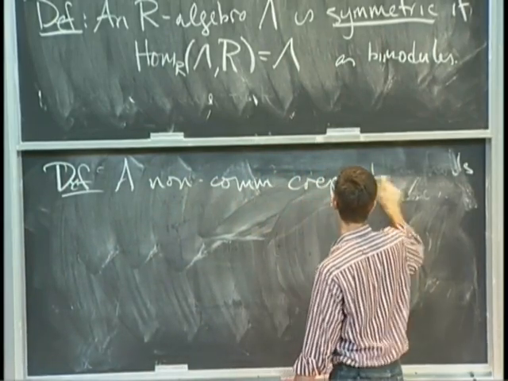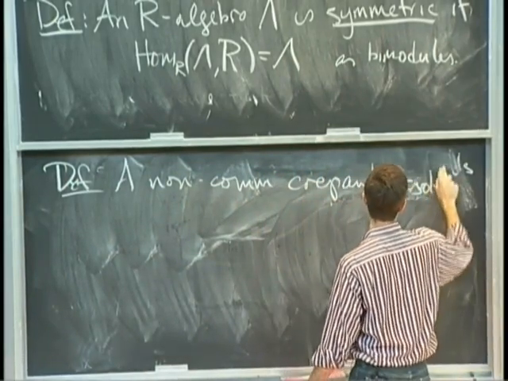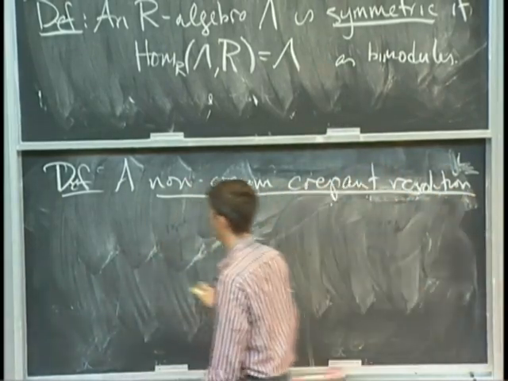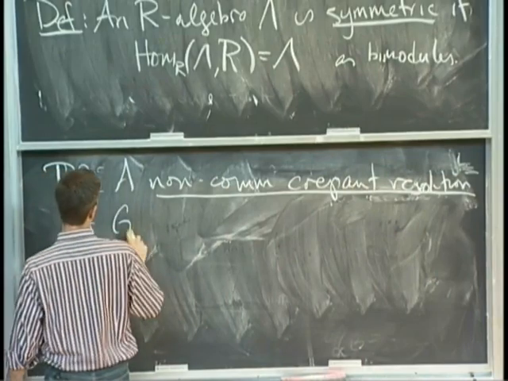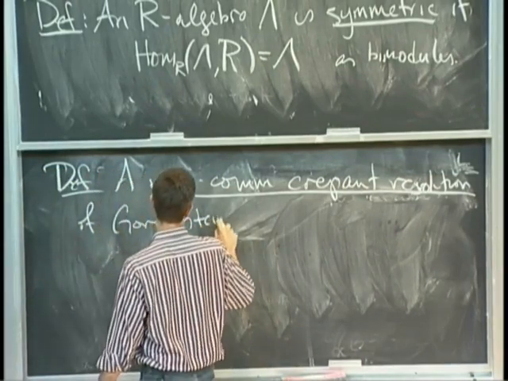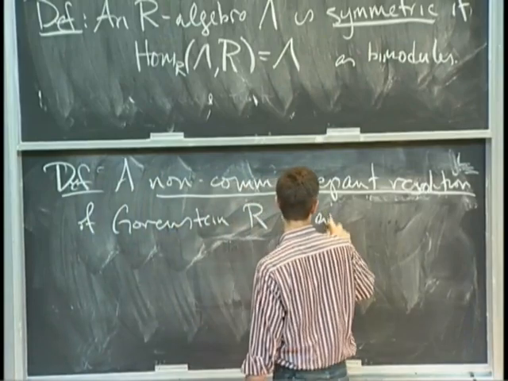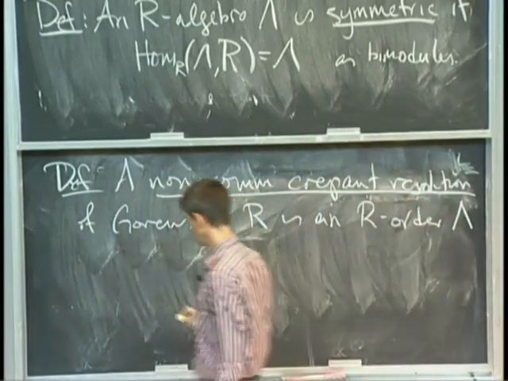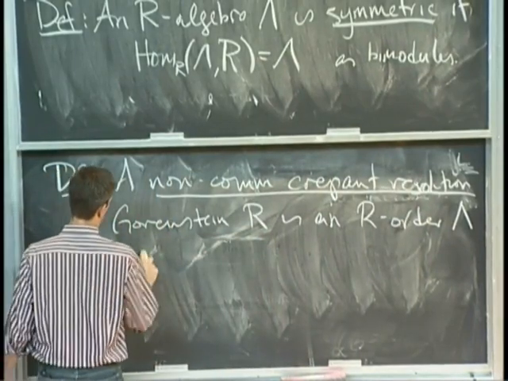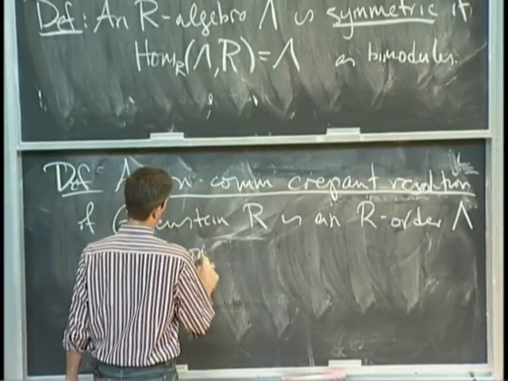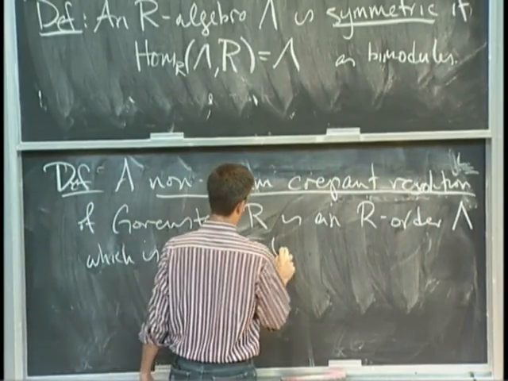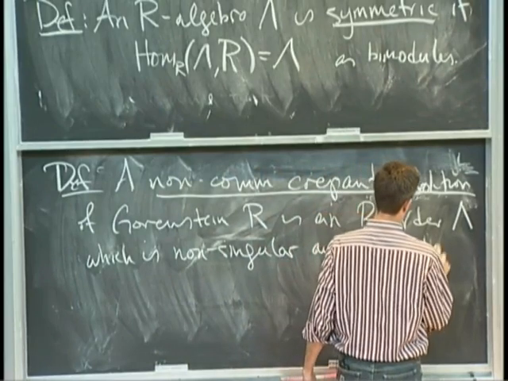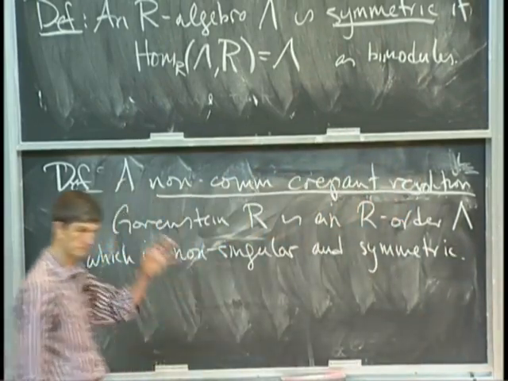So a non-commutative Crepant resolution of a Gorenstein R is an R order lambda, which is non-singular. And here's this additional thing, symmetric.